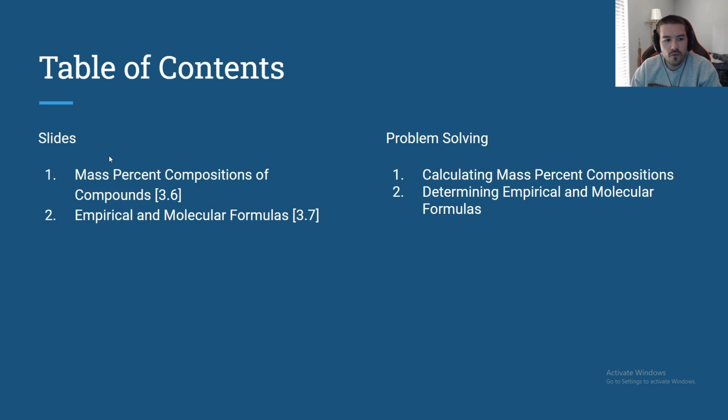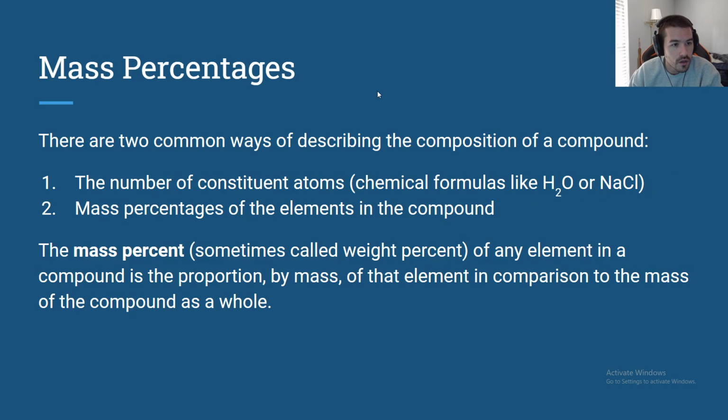Okay, so table of contents for today. The slides that I'm going to go over, two topics. We're going to talk about mass percent compositions of compounds, or mass percentages. That's from Chapter 3, Section 6 in your textbook. And then we are also going to be talking about empirical and molecular or chemical formulas, and that is in Chapter 3, Section 7 of your textbook. Later in the second video, the problem-solving video, I'll be showing you guys how to calculate mass percent compositions or mass percentages, and how to determine empirical and molecular formulas using data. Okay, so without further ado, let's get into it.